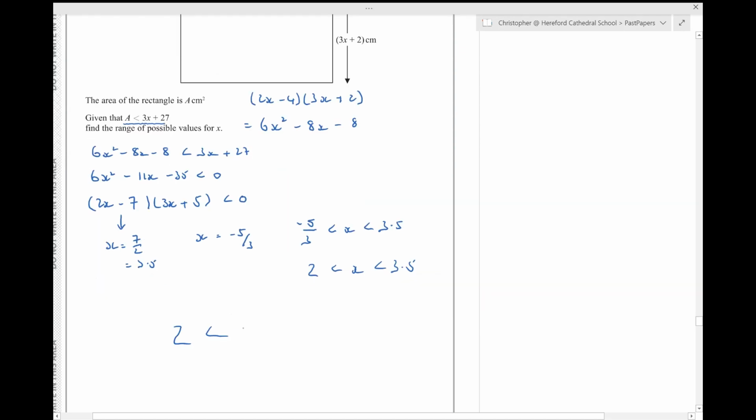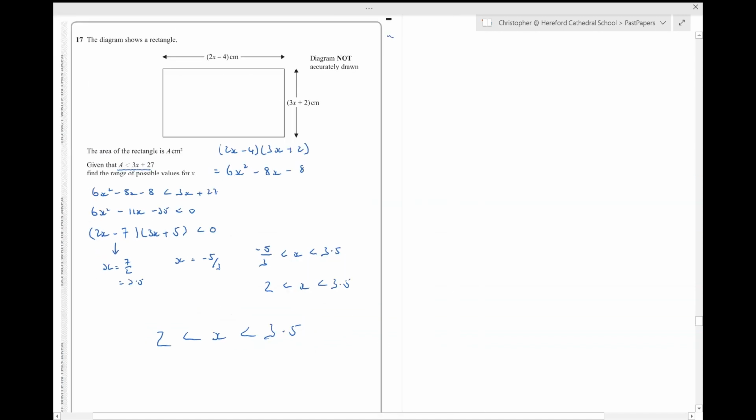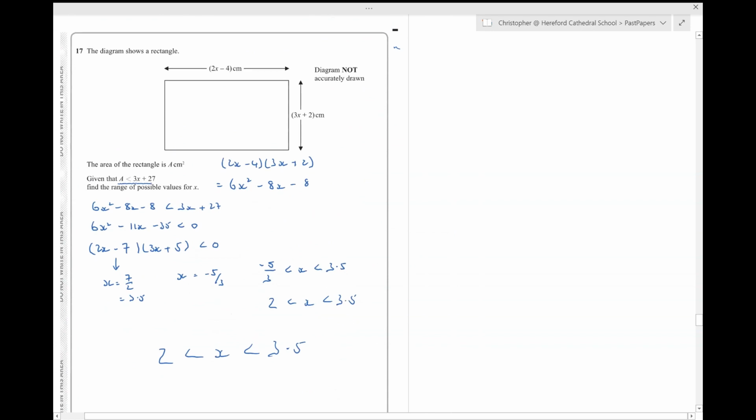X can lie between 2 and 3.5. And that is question 17, done and dusted.